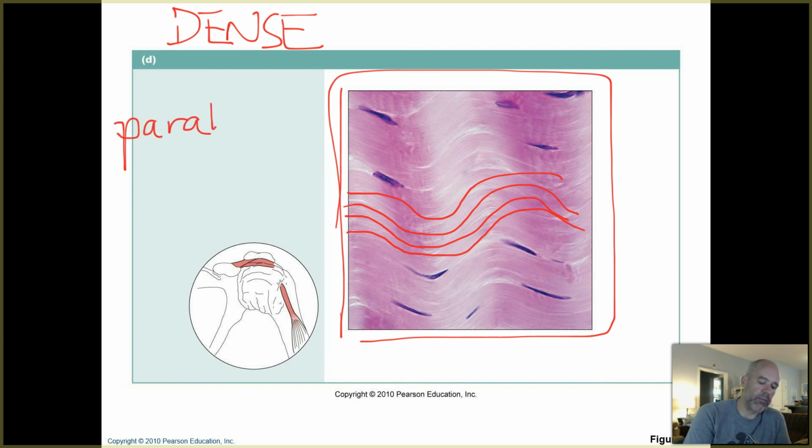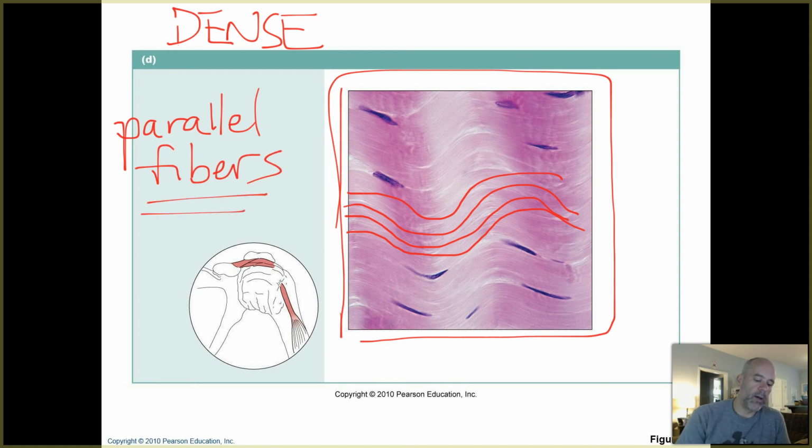So you have parallel fibers in the tissue. And collagenous fibers resist pulling. So in your tendons and your ligaments, tendons connect your muscles to bones, ligaments connect bones to each other, and you don't want those bones separating from each other.